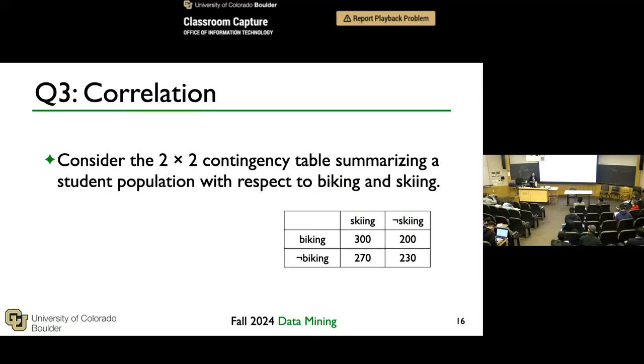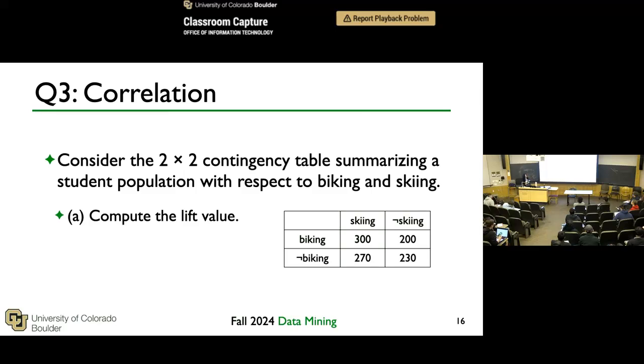Okay, all right, so first one, correlation. We have been talking about correlation quite a bit, and we'll talk about different metrics. By now, hopefully you know how to read this. This is a table showing that in my population, I have people biking and skiing. Those are binary scenarios. And now we're trying to compute the lift value. The lift value formula is provided.